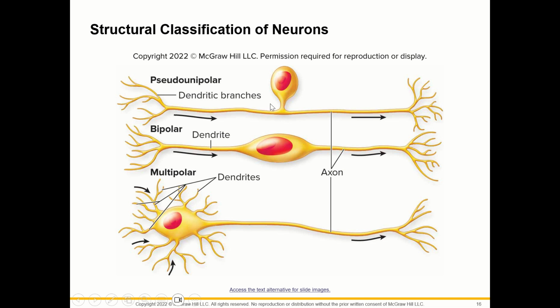So pseudo-unipolar is sensory. Bipolar is going to be in the retina of the eye, and it's going to link photoreceptors to the optic nerve. And then the multipolar are going to be motor neurons for the somatic and autonomic nervous systems, and also most of the interneurons that are going to be found solely within the brain and spinal cord.